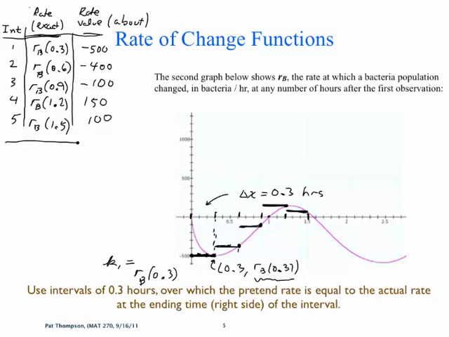So let's do that. Let's look at time. Now I'm going to tell you that this bacteria population starts out with 2,000. At time 0, it started at 2,000.